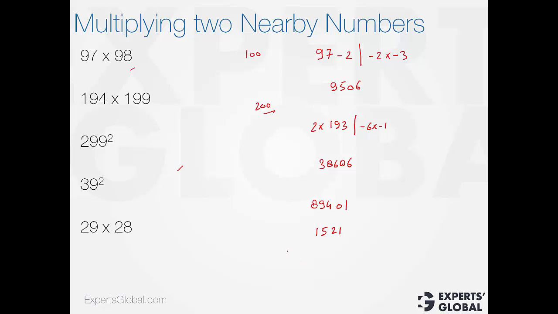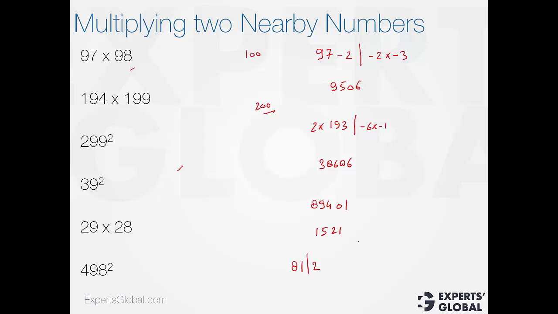29 into 28. So my base is 30. 29 minus 2 would be 27. 27 into 3 would be 81. 81 is what comes on the left. On the right I have minus 1 into minus 2, which is 2. So the value of 29 into 28 is going to be 812.